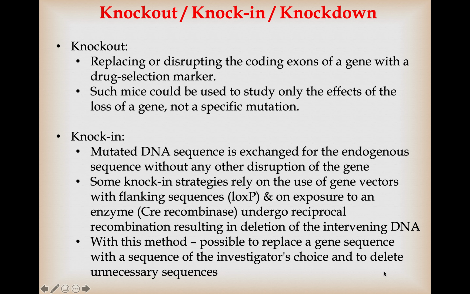So let's move on to the three knocks. Way earlier, I told you that there are three knocks, apart from the knockout that you may have heard of early on, and we have covered knockout. Knockout is when you replace or disrupt the actual function of the gene, and this is usually for drug selection. Most of the time, mice could be used for knockout study, but usually to study only the effect of the loss of a gene, not a specific mutation.